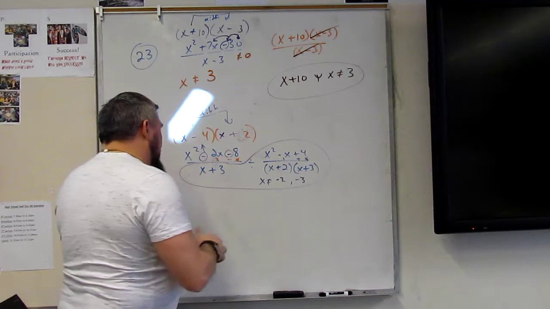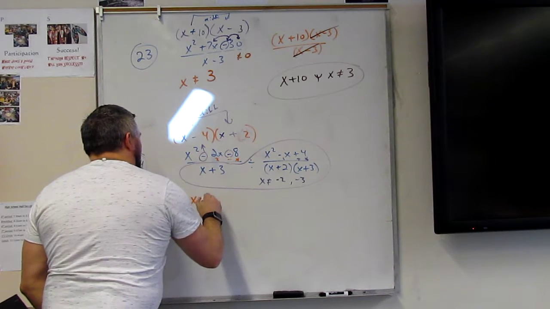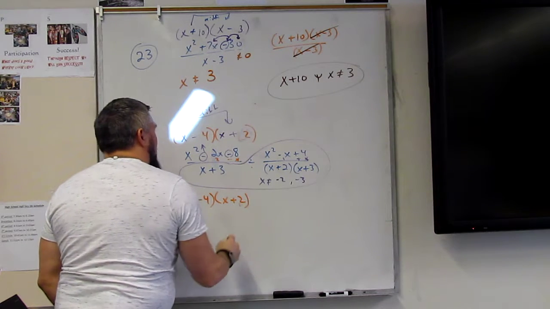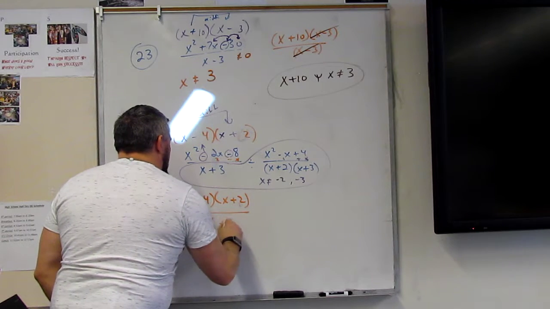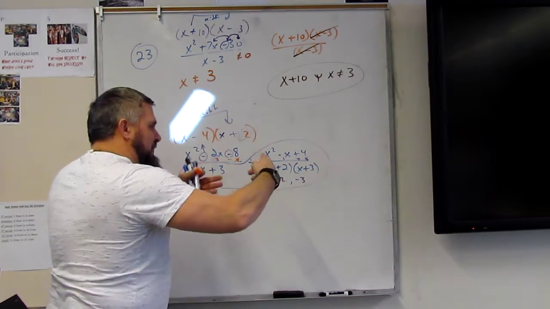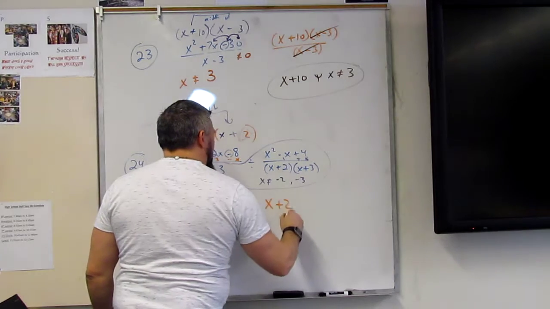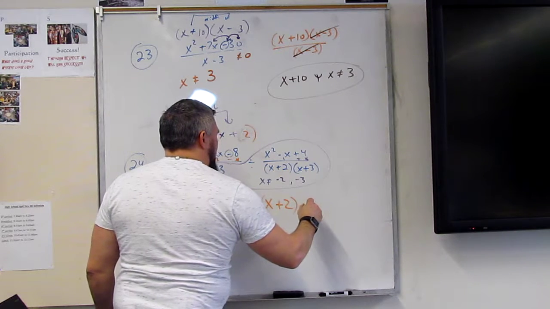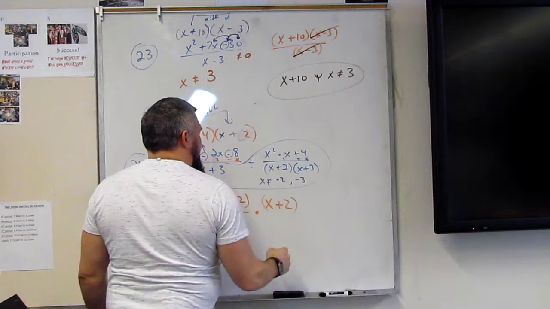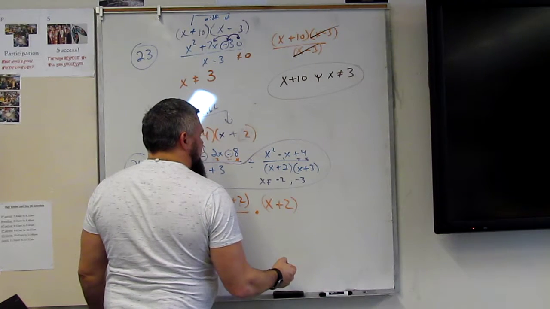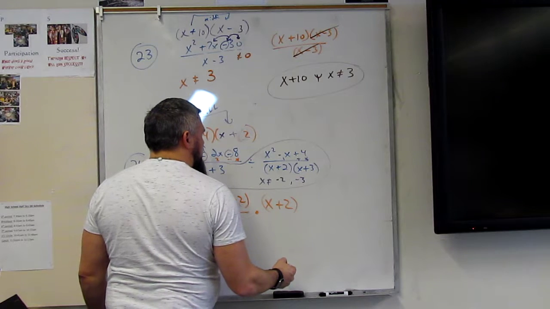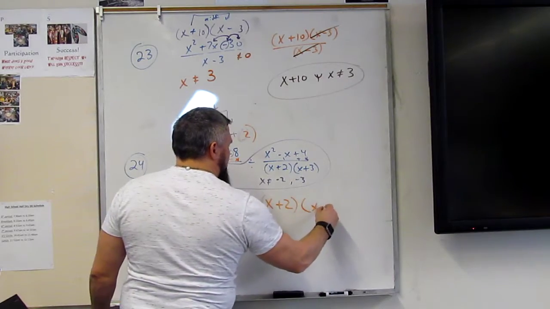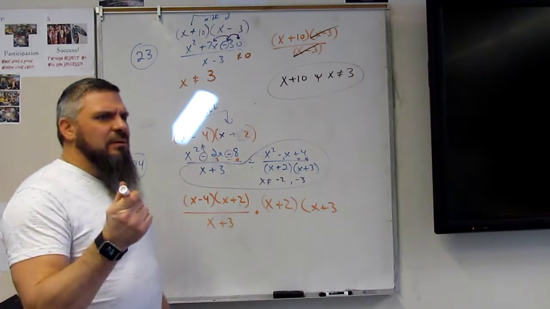Okay? Now we're going to rewrite this so that we have x minus 4 times x plus 2 over x plus 3 times, and we flip it, x plus 2 times x plus 3.